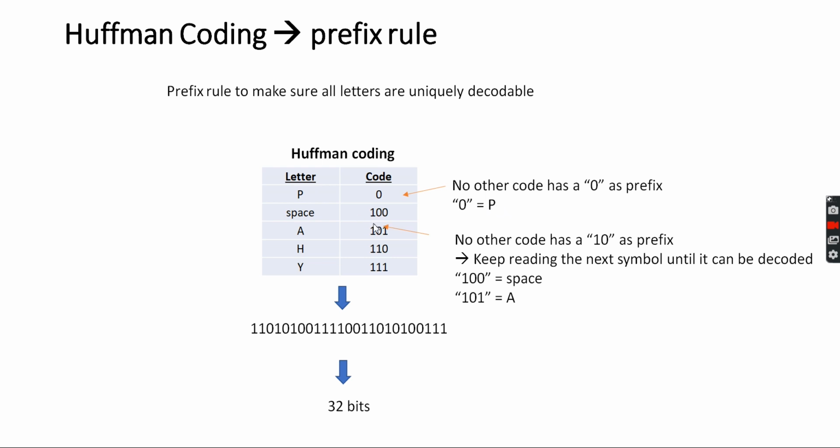If the next bit is a 1, you can see that there is no other code that is 1 alone, so it reads the next bit again, 1, 0. Again, no letter is decoded by 1, 0. So the computer will read the next bit again, which gives 100, and then it will decode it as a space. So the prefix rule is very important here.